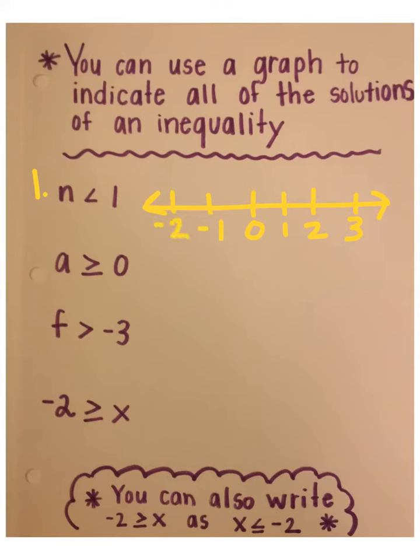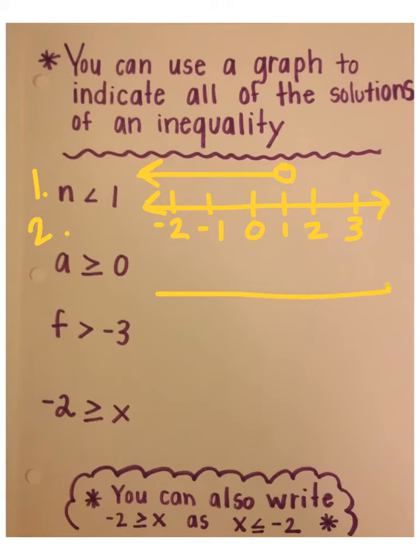It says that n is less than 1, so I'm going to put a circle above 1, and I'm going to draw a line going towards the left of the number line. This is a number line that can represent all of the solutions to n is less than 1. Okay? Let's look at number 2.